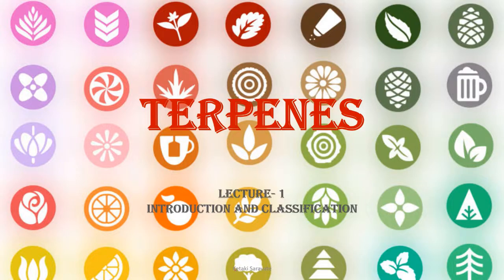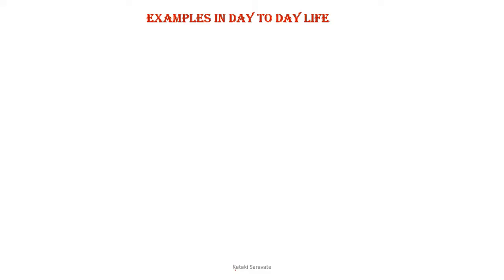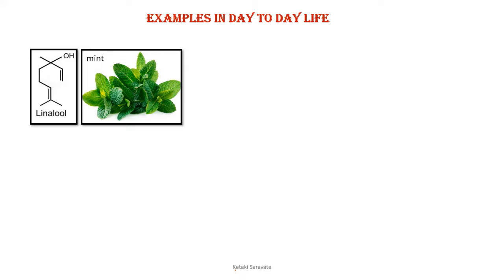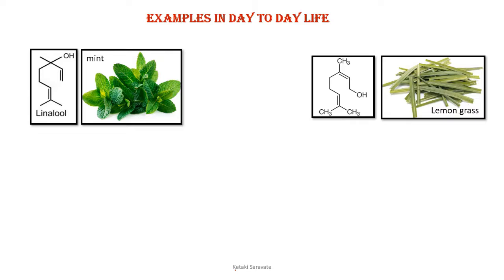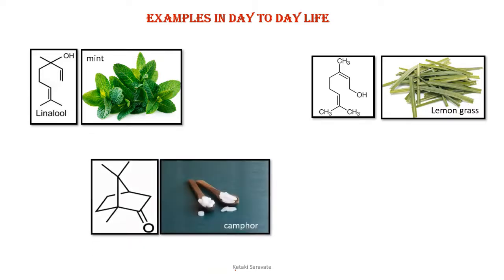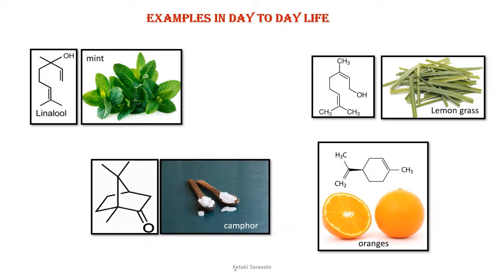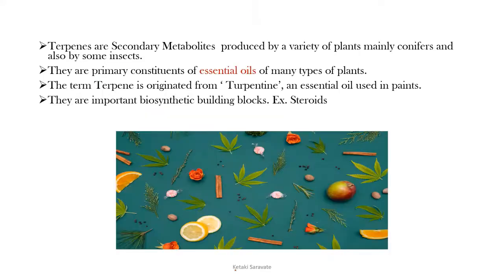In today's video we are going to learn about terpenes. There are many different examples of terpenes we encounter in our day-to-day life. Few of them are mint, which contains linalool. Then we have lemongrass, which we use in the rainy season. It contains nerol. We also use camphor, which is used as a topical anesthetic. Then oranges. We all love to eat oranges. They contain limonene.